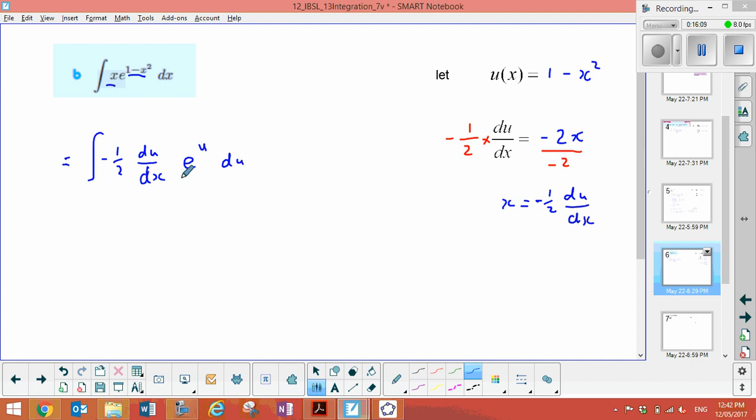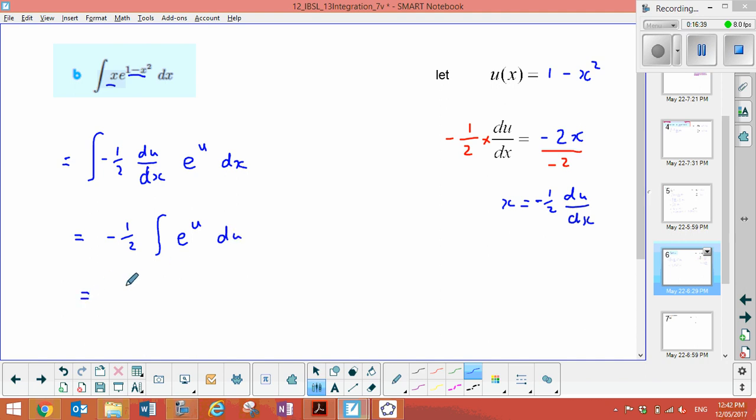Doesn't matter these aren't next to each other at the beginning. The minus a half, that's just a constant, so we can leave that out the front. Integral of e to the u, and then du dx times du. Oh, mistake, did you spot that? You need that to be an x. So du dx times dx gives us du.